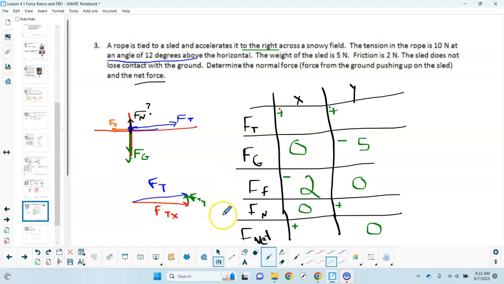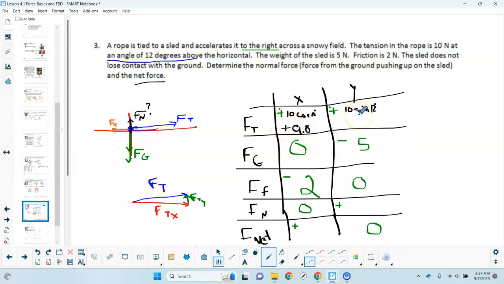So we're going to take the length of the vector for the tension, which is 10, and multiply it by the cosine of the angle for the x, so cosine of 12 degrees. And then for the y, it would be 10 sine of 12 degrees. So if you put 10 cosine of 12 in your calculator, that'll get you the x. I got 9.8 for that, so I'll put 9.8 here. And it's going to the right, so that's positive, so that's fine.